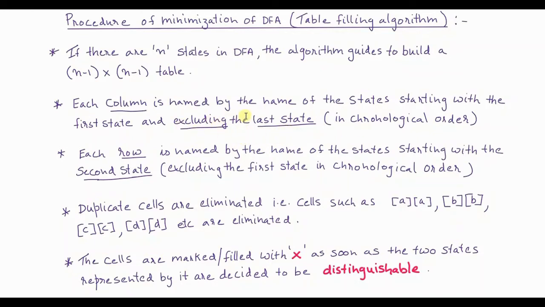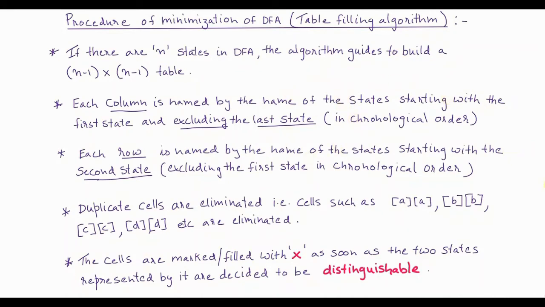So each column is named by the name of the state, starting with the first state and excluding the last state in chronological order. Each row is named by the name of the state, starting with the second state and excluding the first state in chronological order. This is the third point. And the fourth one: duplicate cells, for example a,a; b,b; c,c, are eliminated.